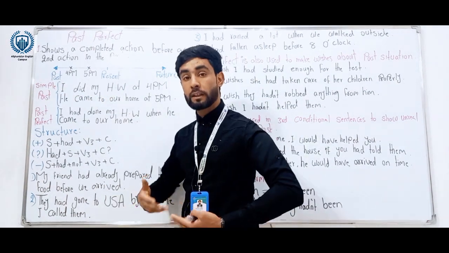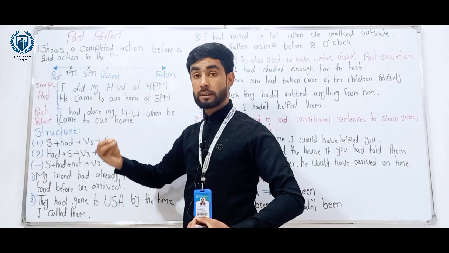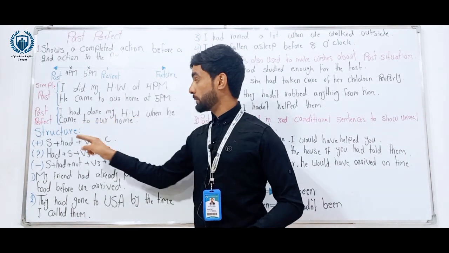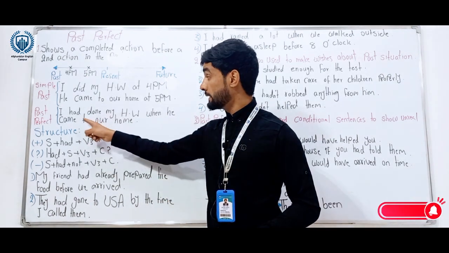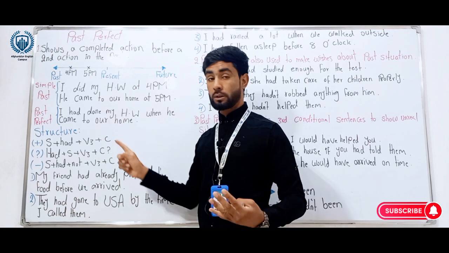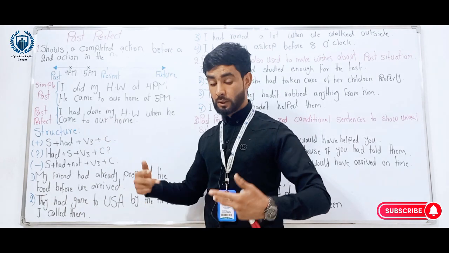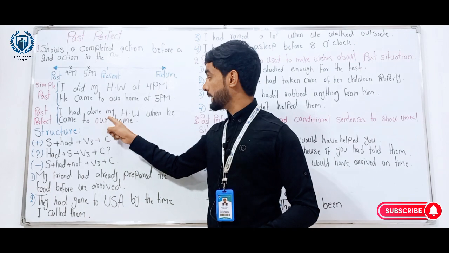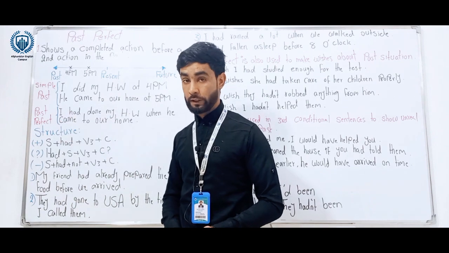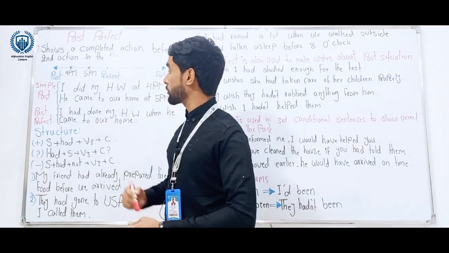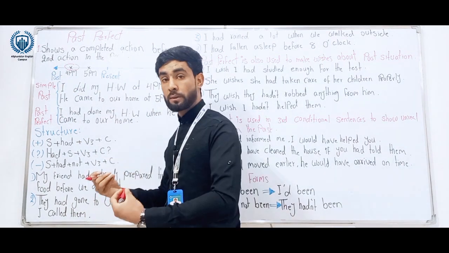But we can say it in the past perfect. The first action should be past perfect. The second action should be simple past. Look at the third example. I joined the two sentences and made them one: I had done my homework when he came to our home. Now it's only one sentence. With past perfect, we joined the two sentences. This sentence is called past perfect. So the first action was done before the second action in the past. That's called the past perfect tense.